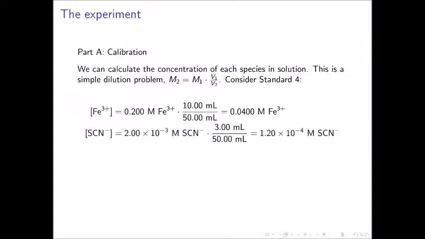For the thiocyanate ion, the stock concentration is 2.00 times 10 to the negative 3 molar. The dilution factor is the ratio of 3.00 milliliters added to the total volume of 50.00 milliliters. This gives a concentration of 1.20 times 10 to the negative 4 molar thiocyanate.